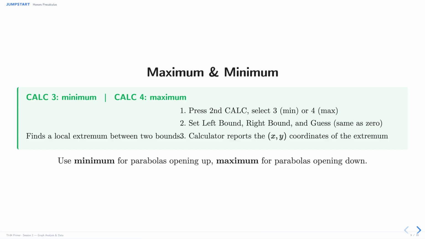The maximum and minimum options in the CALC menu allow you to find local extrema between two bounds. Just like with the zero feature, you will set left and right bounds and make a guess. The calculator will report the x, y coordinates of the extremum, which is particularly useful for parabolas that open up or down.